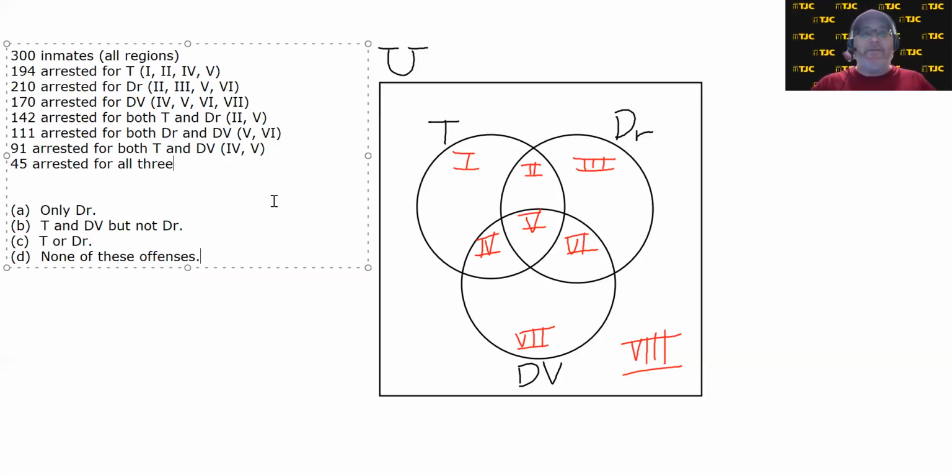What about the 45? 45 were arrested for all three. Which region belongs to all three circles at the same time? There's only one region that does that. It's region 5.